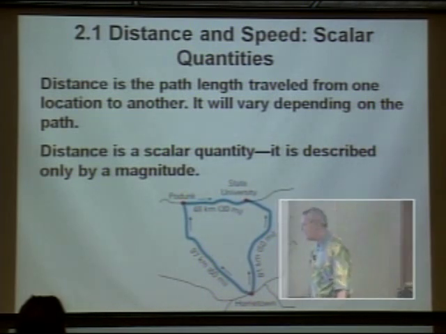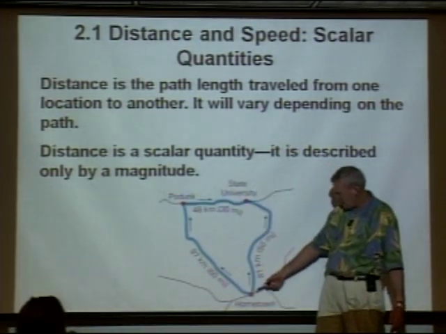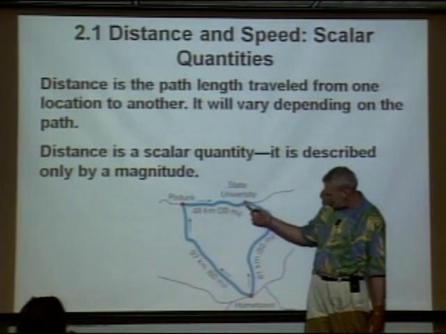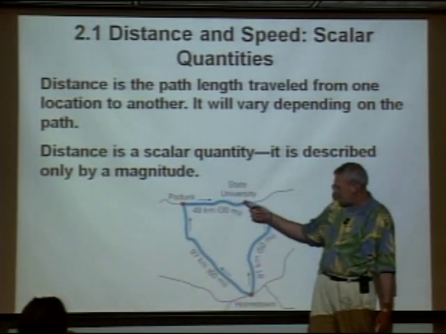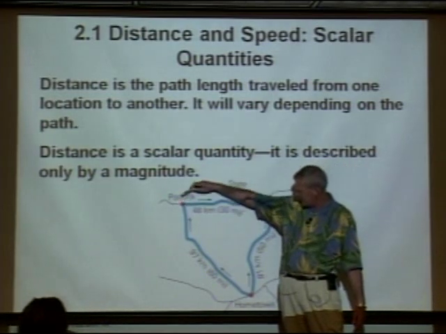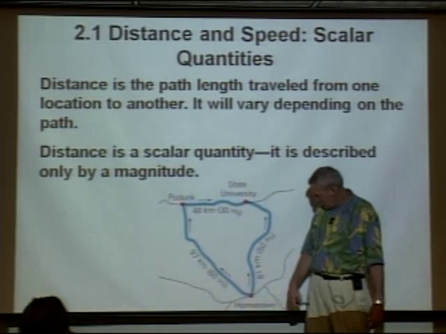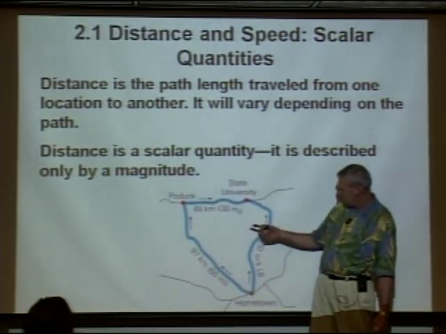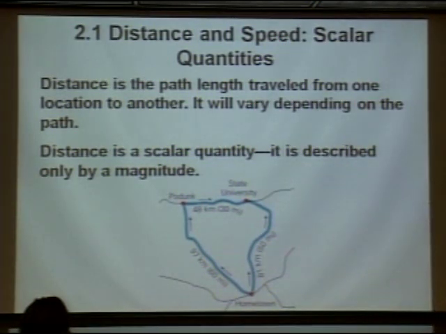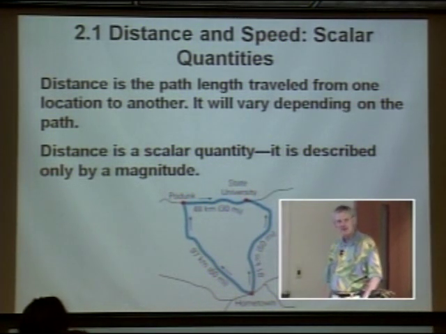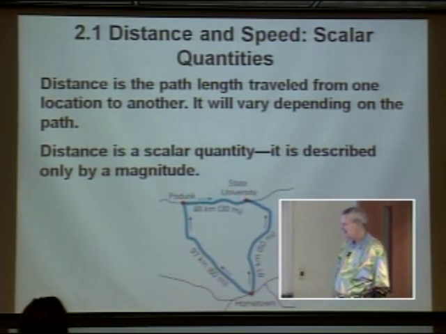So, here's State University, here's Podunk, and here's my hometown. If I go in this circular route all the way around, I go 50 miles to get to State University, 30 miles to get to Podunk because they sell beer on Sunday, and then I come back 60 miles home. Looks like I went 50, 30, that's 80, 140 miles total. But what was my displacement? Zero.